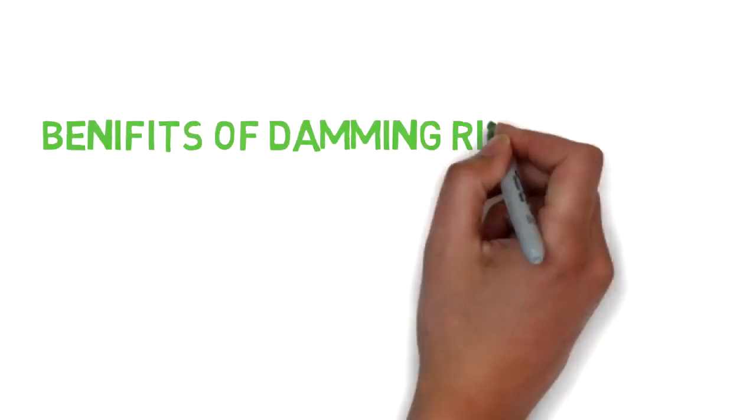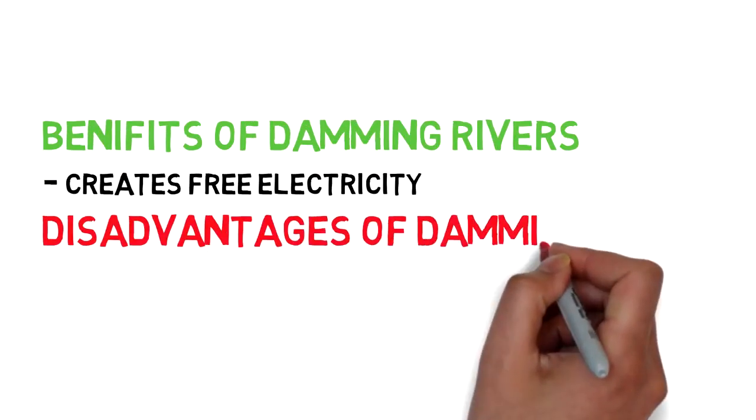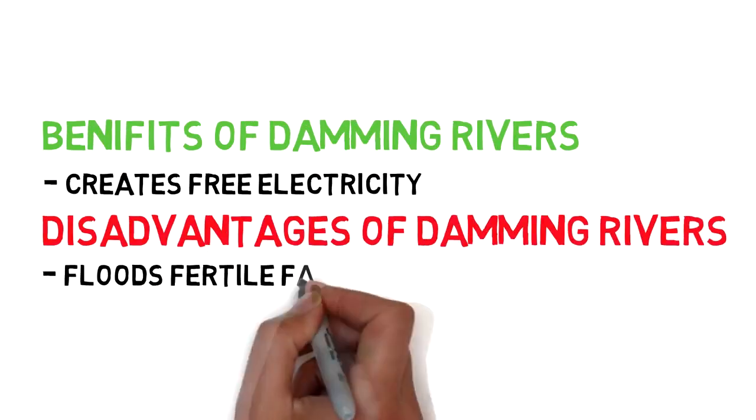Damming our rivers has many benefits, such as creating free electricity, but it can also have its disadvantages, like flooding fertile farmland. And that pretty much summarizes everything you need to know about rivers for the Junior Cert Geography exam.